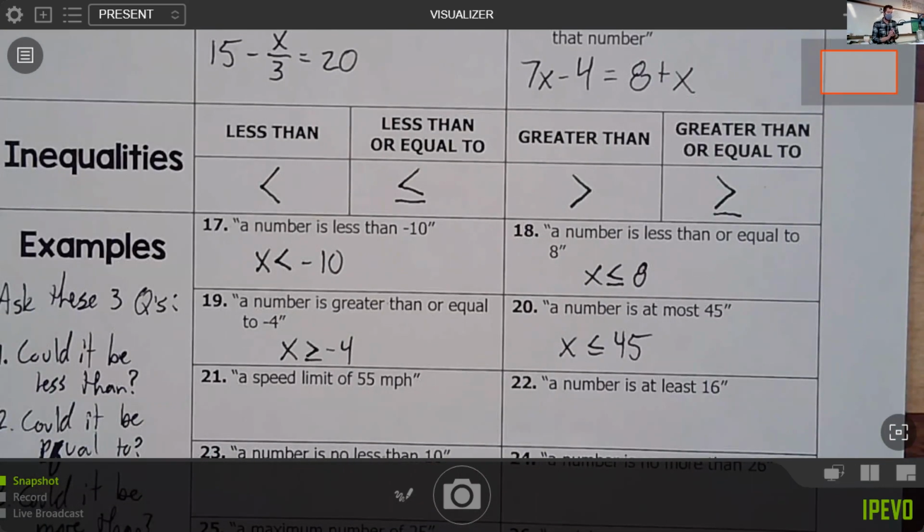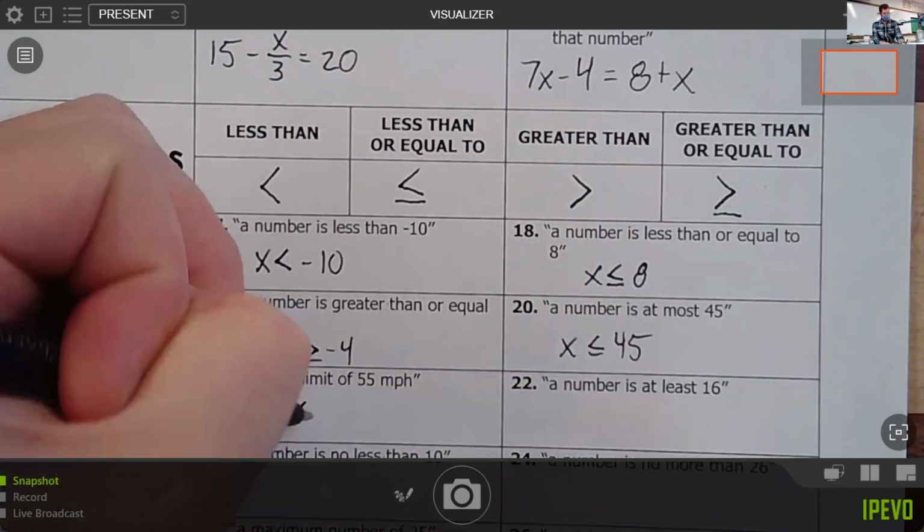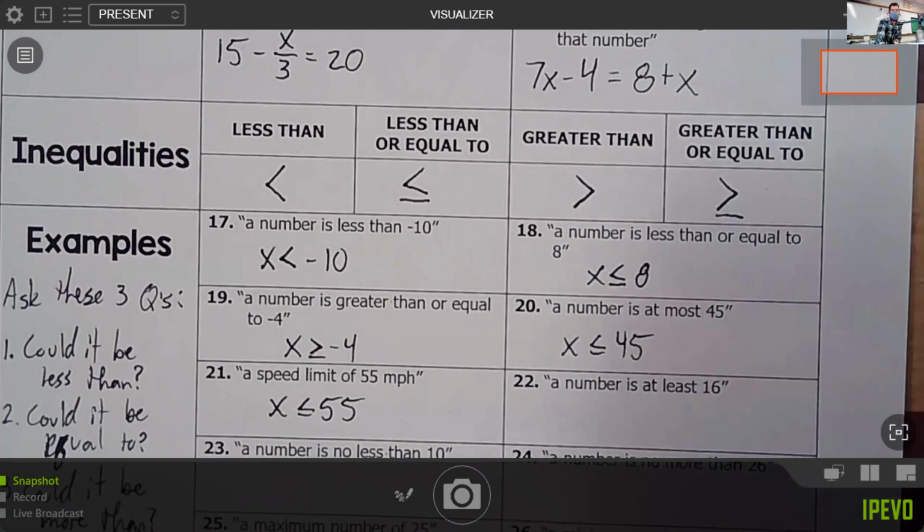A speed limit is 55 miles per hour. So if you're on the highway and the highway's speed is 55 miles an hour, are you allowed to drive under 55 miles an hour? Are you allowed to drive less than 55 miles an hour? Yeah. Are you allowed to drive exactly 55? Yes. Are you supposed to drive more than 55 miles an hour if the speed limit is 55? I mean, you can, but are you supposed to? No. Okay. So it's going to be x is less than or equal to 55 then. So those are the three questions you're asking yourself.